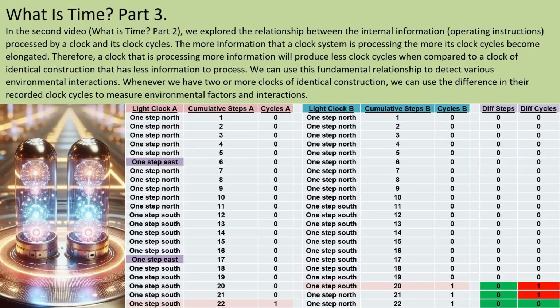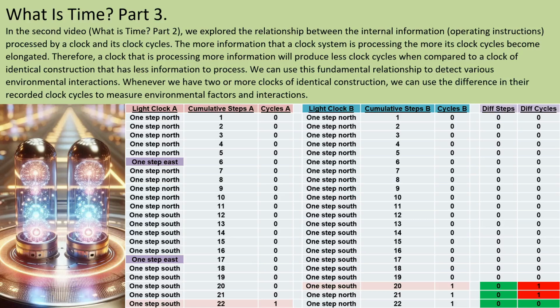In the second video, What is Time Part 2, we explored the relationship between the internal information processed by a clock and its clock cycles. The more information that a clock system is processing, the more its clock cycles become elongated. Therefore, a clock that is processing more information will produce less clock cycles when compared to a clock of identical construction that has less information to process. We can use this fundamental relationship to detect various environmental interactions.